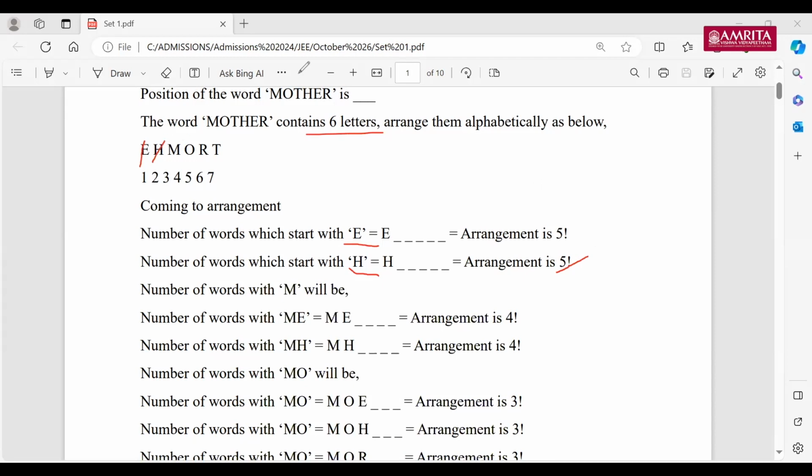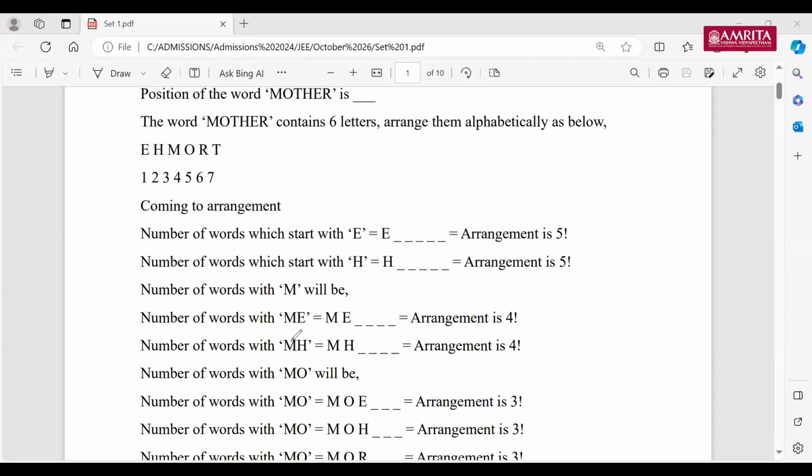Now, as I have covered E and H, the next is something which starts with M. According to the problem, I want to understand the position of the word MOTHER. So when it comes to words starting with M, what will be the next letter according to the dictionary? It will be M-E, then M-H, and only then will it come to M-O. So we have to consider the ME combination as well as the MH combination.